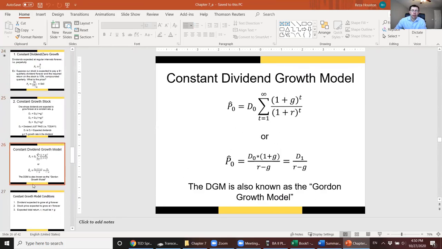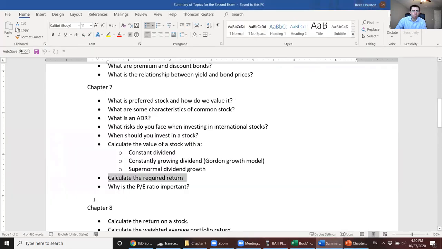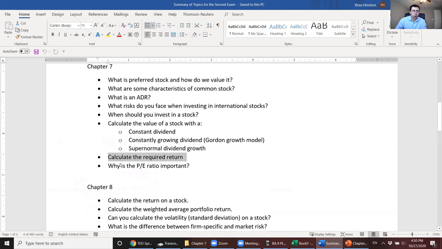Well, I guess we'll come to that. I know I'm going to touch on that in a few seconds, so I'll put this one by the wayside. Basically, we use the CAPM to calculate the required return.